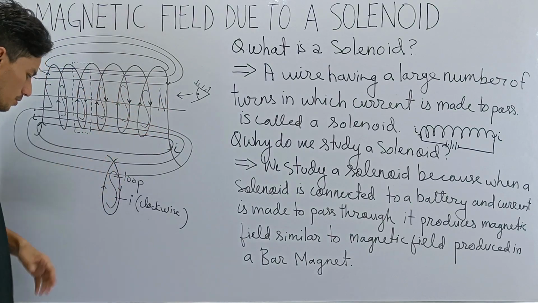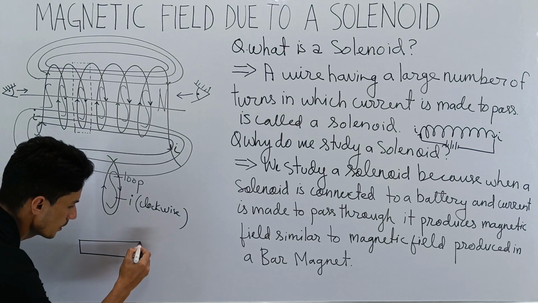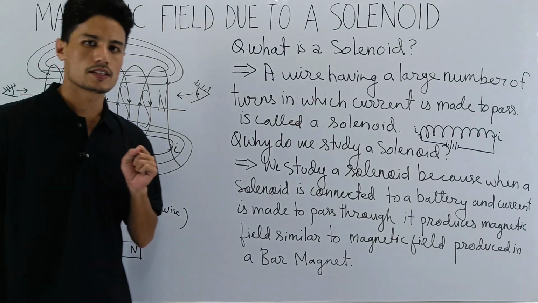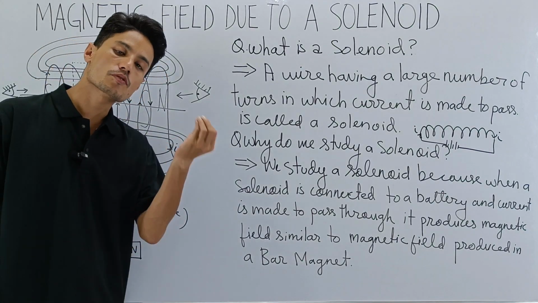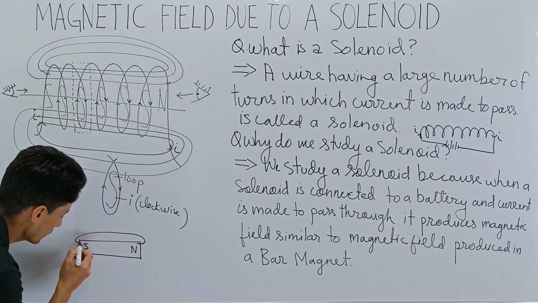The magnetic field lines generated will be similar to the magnetic field lines produced in a bar magnet. So let us also draw a bar magnet. Let's say this is the bar magnet. Then this is the north pole, this is the south pole. In a bar magnet, tell me, my dear students, magnetic field lines originate from which end? Yes, they originate from the north pole and they enter the south pole.